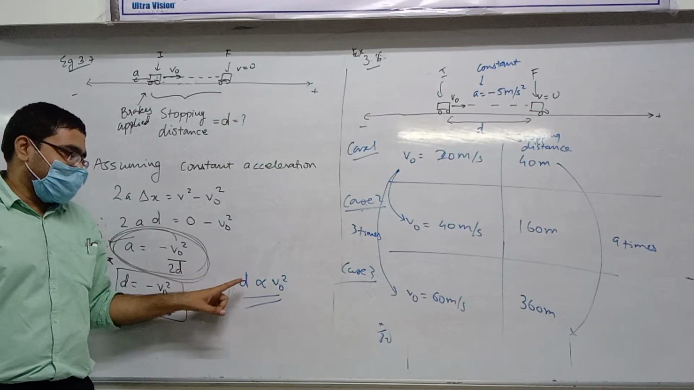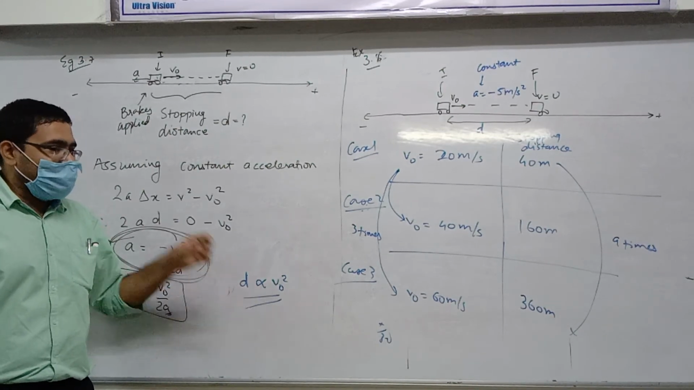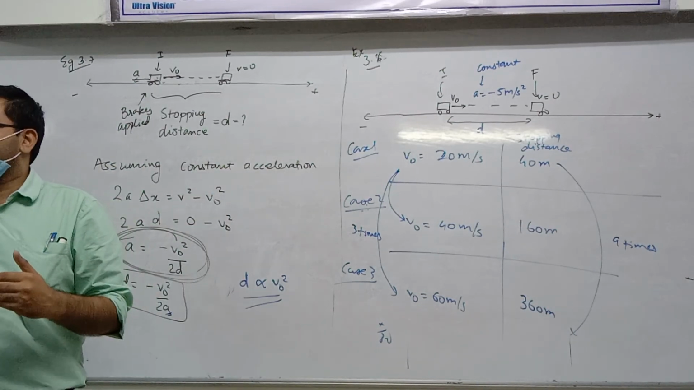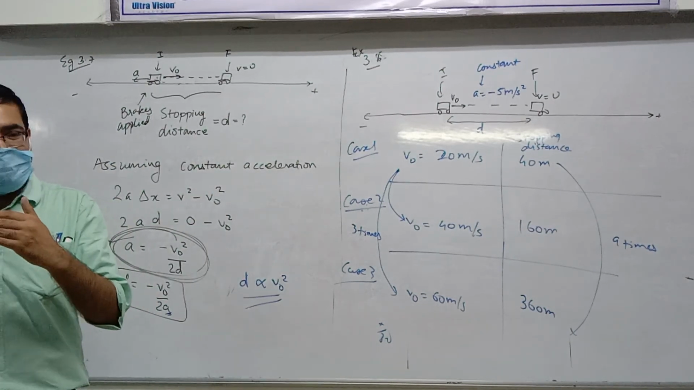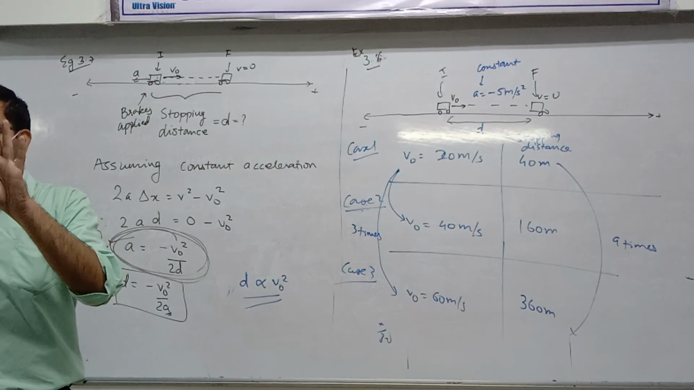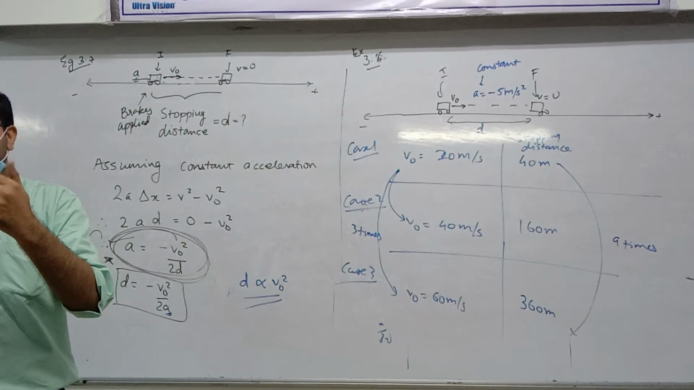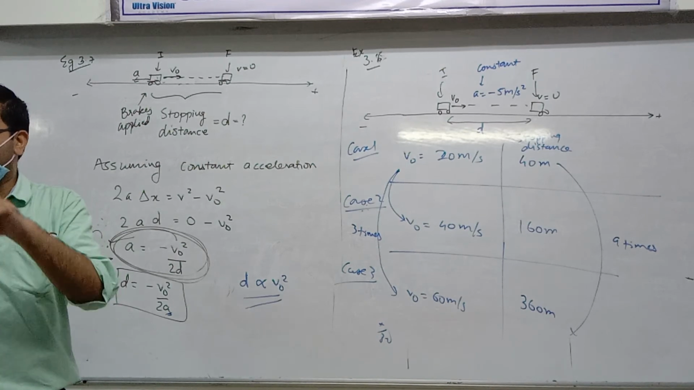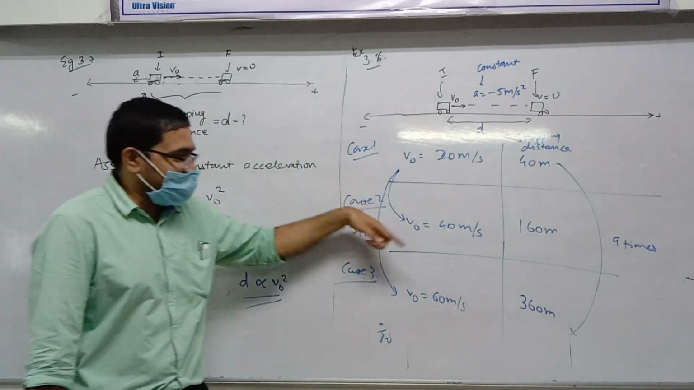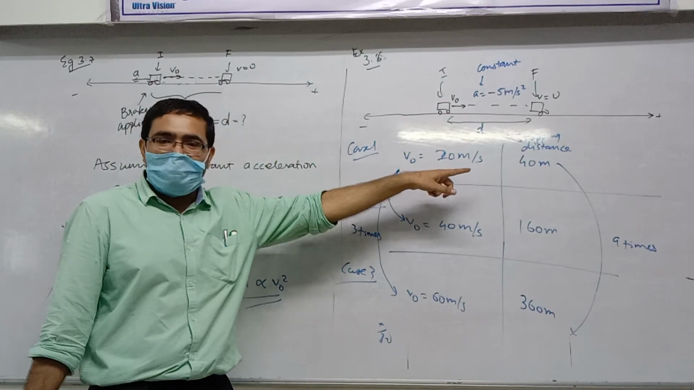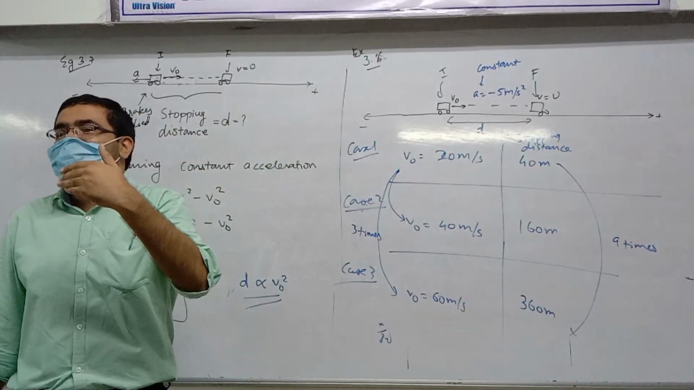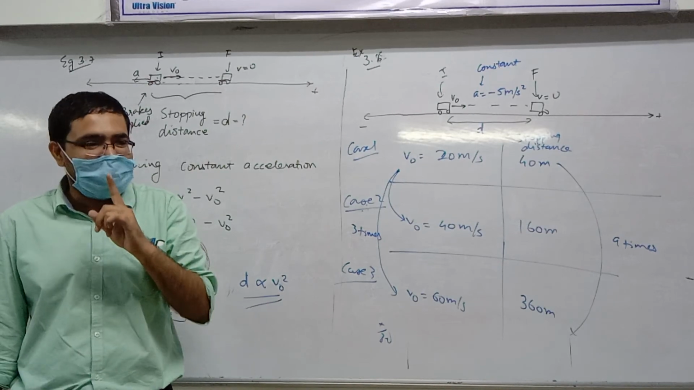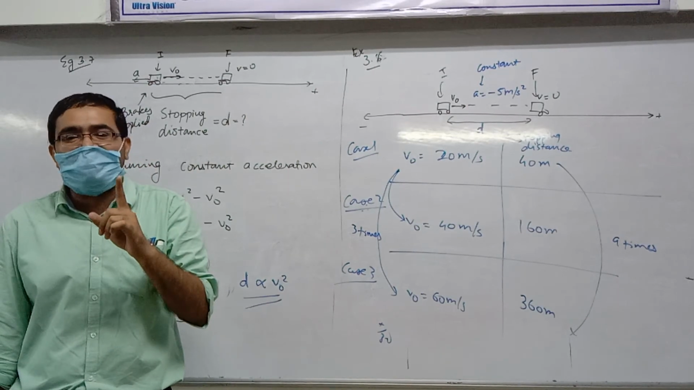So d is proportional to v0 squared. This is why driving fast is very risky. Driving at 20 km per hour is 4 times safer than driving at 40 km per hour. Do you understand that? Then driving at 60 km per hour is 9 times riskier than driving at 20 km per hour.